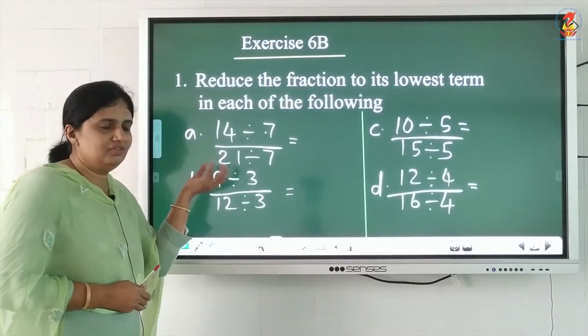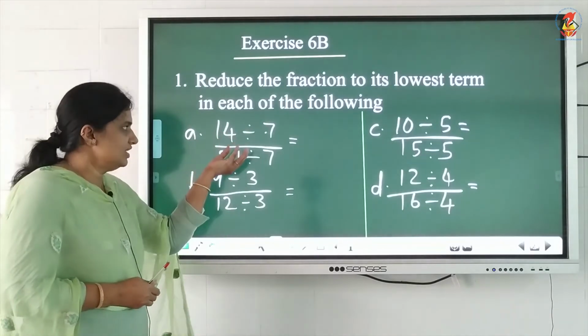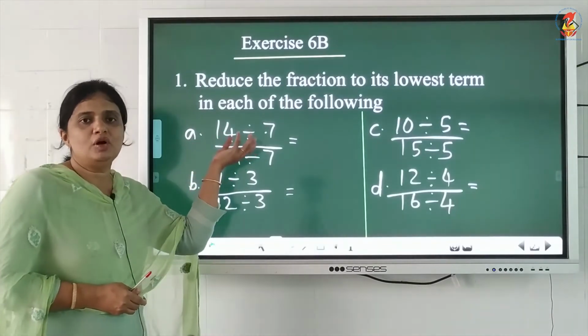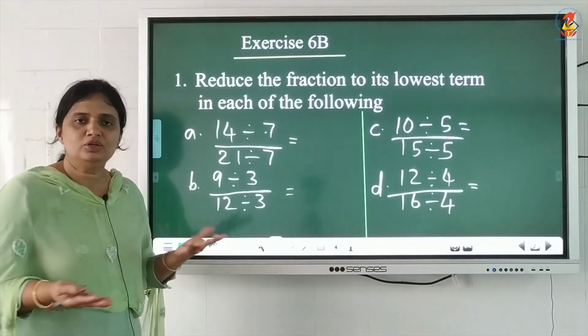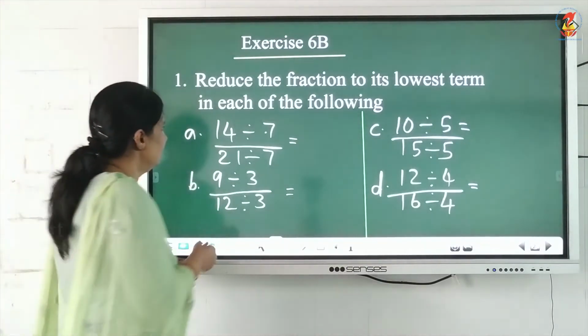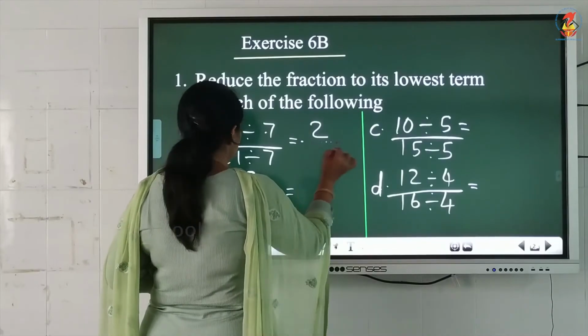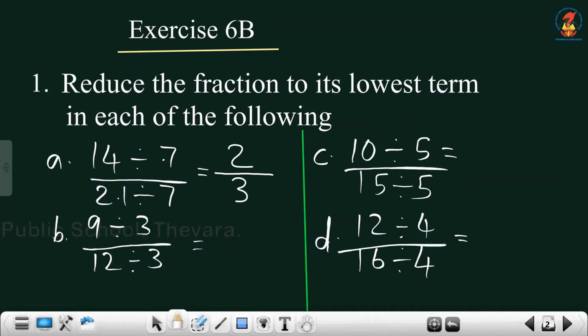But here, we don't have any problem. You know what's the reason? That common factor is given in the question itself. We need to just divide only, is it? 14 by 7 is what? 2. And 21 by 7 is what? 3.